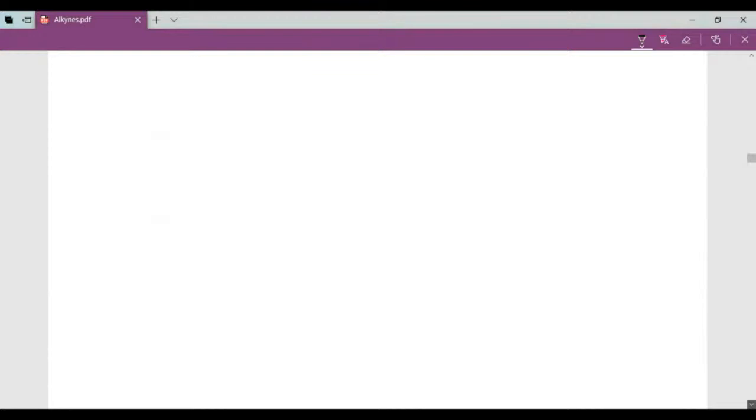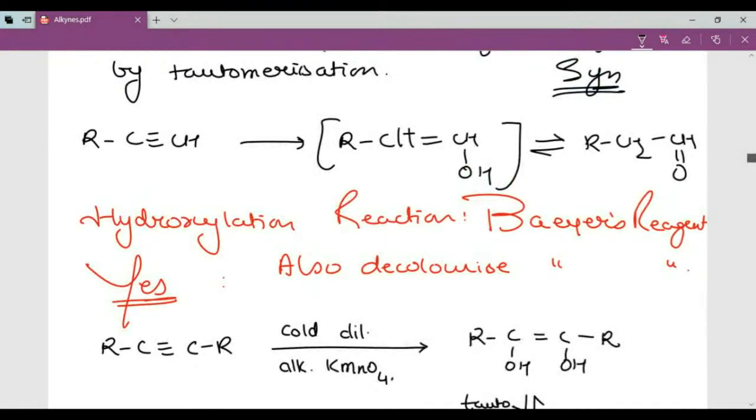Okay. So now let us move to our conjugated diene topic.